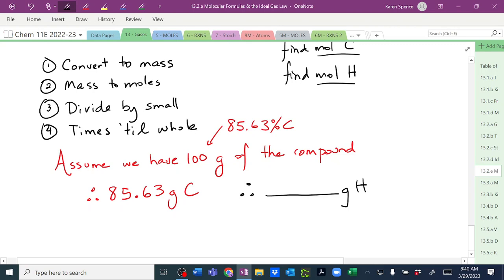Good morning. We have a question on the desk here that you can grab. It's an empirical formula, molecular formula question. Okay.